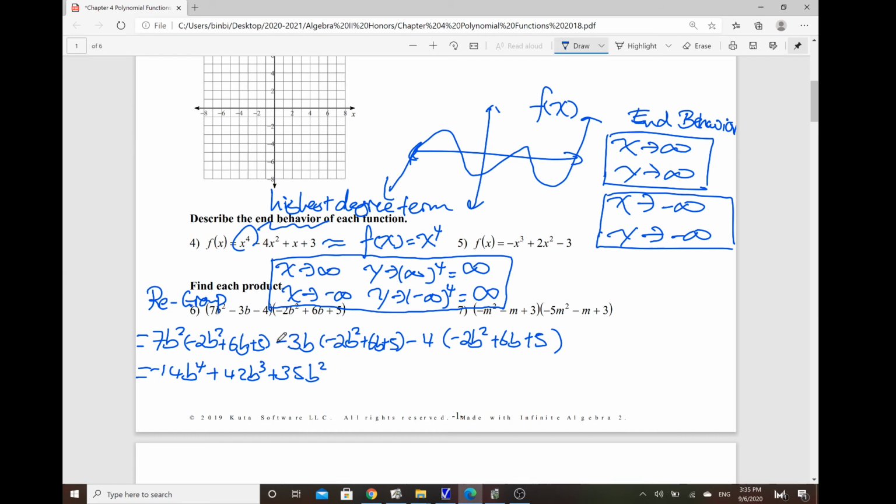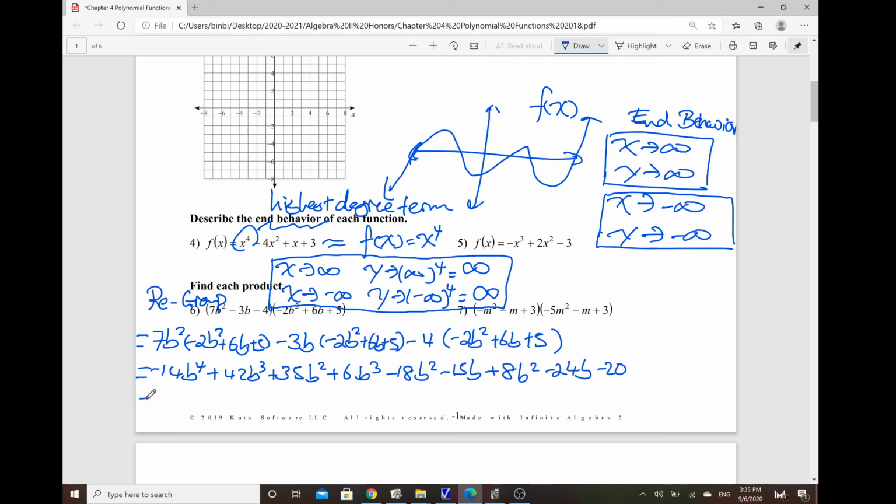And then this one here, negative times negative, positive, so 6b to the power of 3. And then negative 3b times 6b, that'll be negative 18b squared. And then negative 3b times 5, minus 15b. And then the rest of this, similar. Negative times negative, positive, so positive 8b squared. Negative 4 times 6b, negative 24b. And then negative 4 times 5, negative 20.